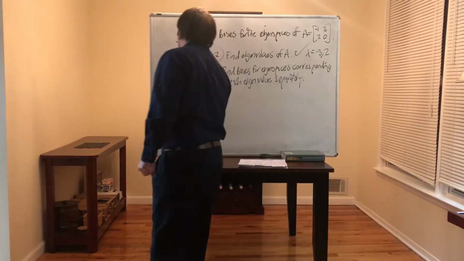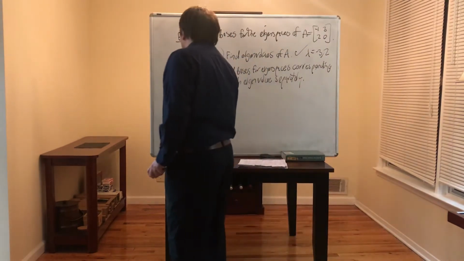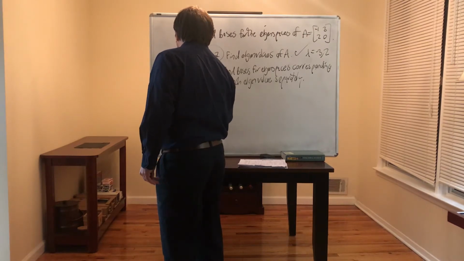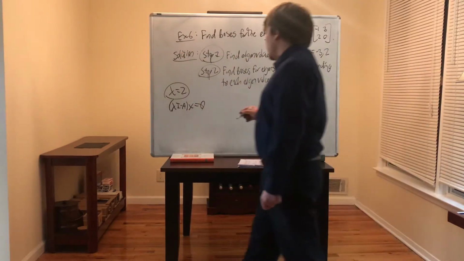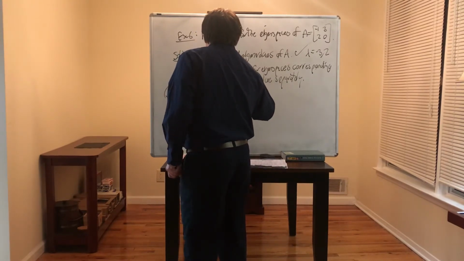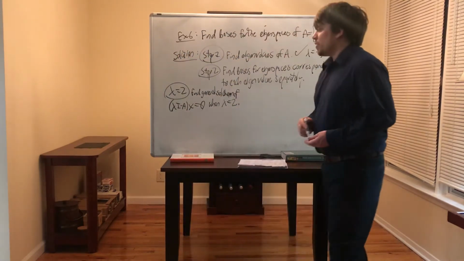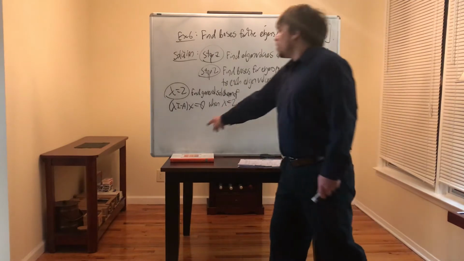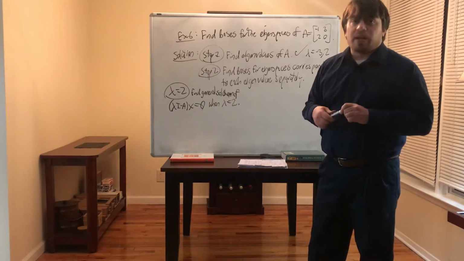So let's do lambda equals 2 first. Okay, lambda equals 2, that's one of the eigenvalues. To find the eigenspace, you need to find the general solution to lambda I minus A times x is equal to 0 when lambda equals 2. For each eigenvalue you choose, you plug that eigenvalue in there and you find the general solution to the linear system represented by that equation.